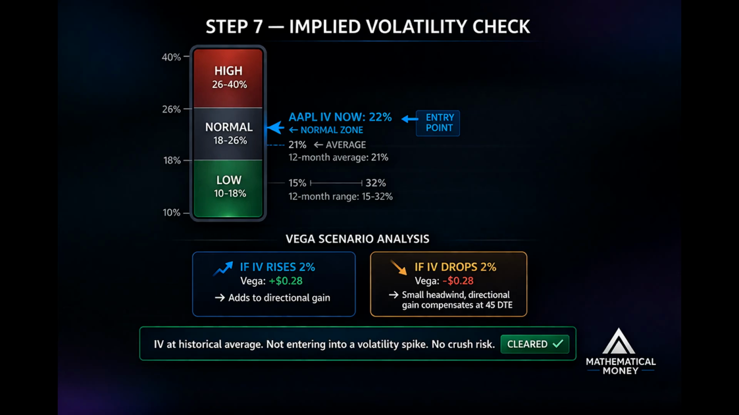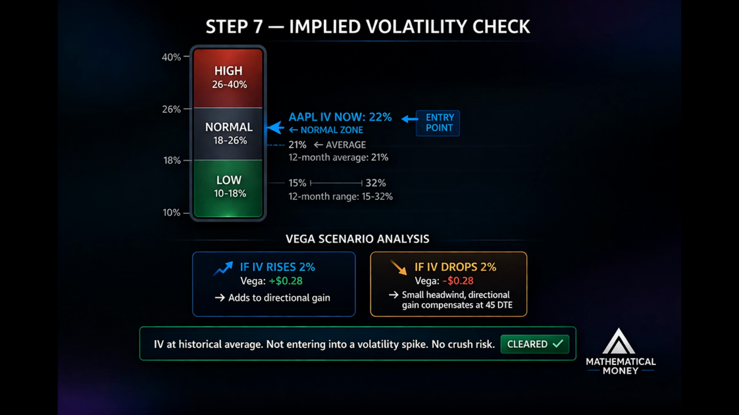Step 7. Implied volatility check. This is the final check before placing the order. Apple's at-the-money implied volatility is 22%. The 12-month average is 21%. The 12-month range is 15 to 32%, 15 during calm periods, 32 around earnings. At 22%, you are entering near the historical average, not an inflated spike, not at a volatility low either.